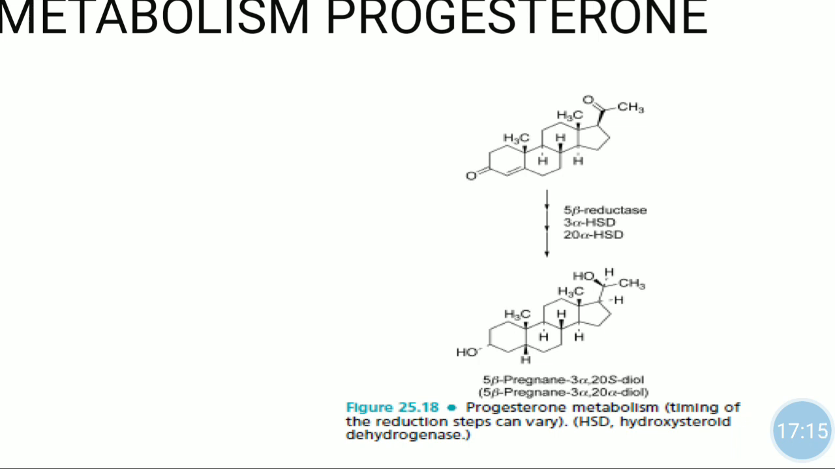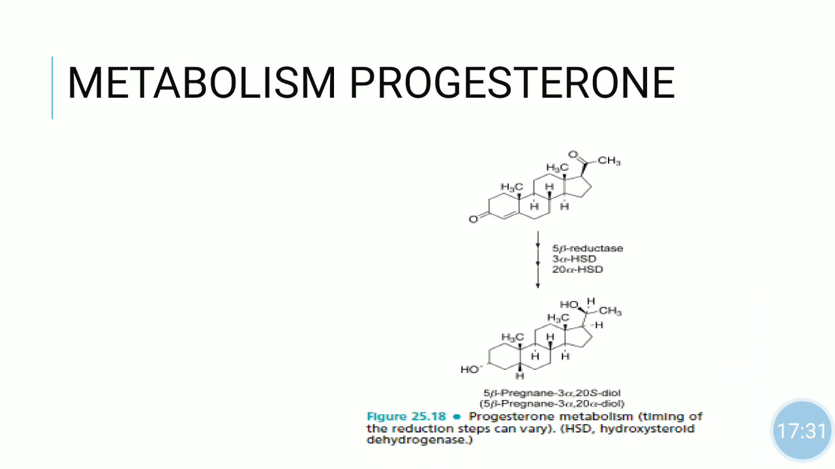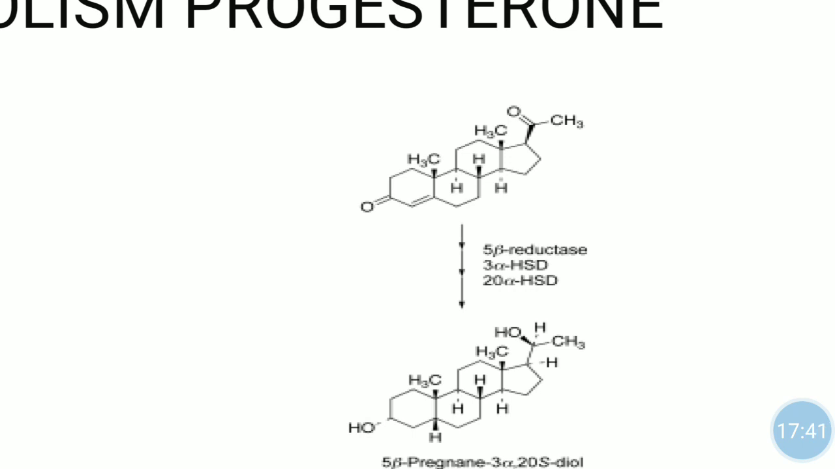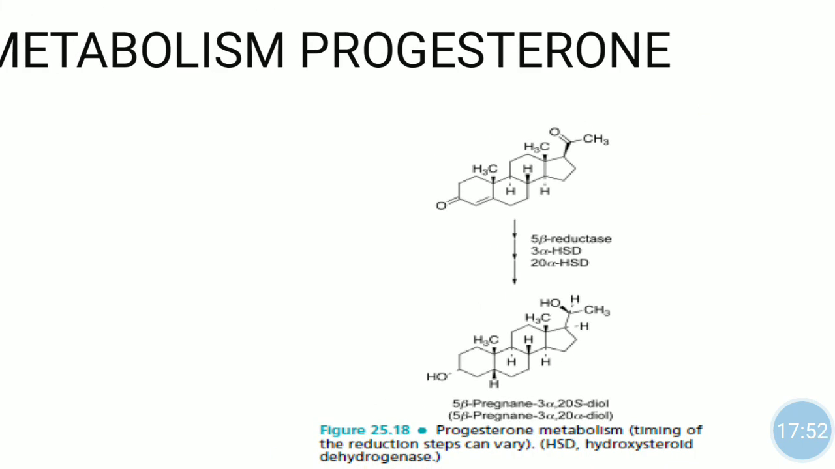By looking at these 3 positions, 5 beta, 3 alpha, and 20 alpha, we can make substitutions at these points so that we can have long-acting progesterones. That is the part of your SAR, the structure activity relationship study. But in metabolism, just concentrate that the 5 beta, 3 alpha, and 20 alpha positions are responsible for the metabolism of progesterone.